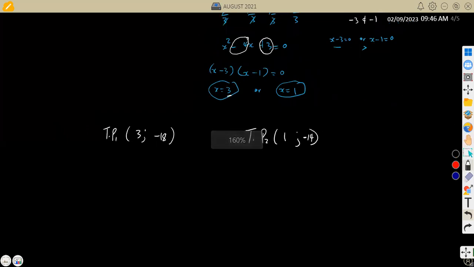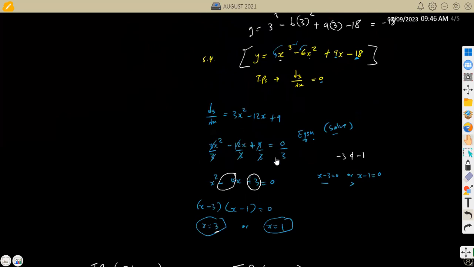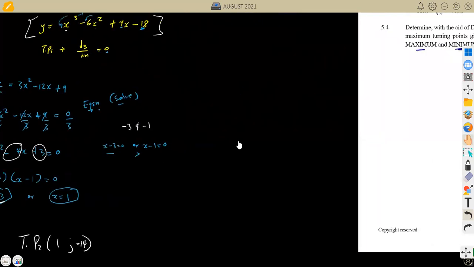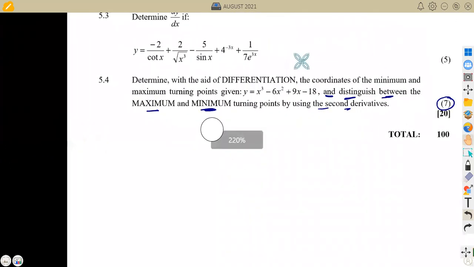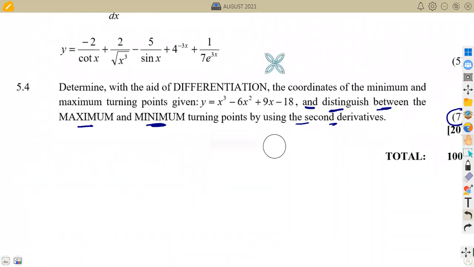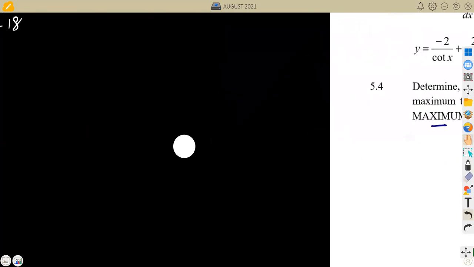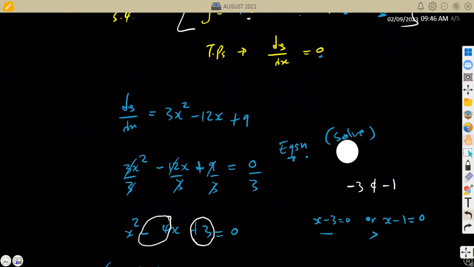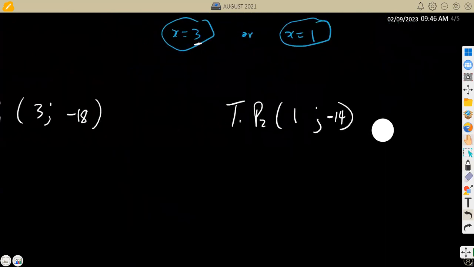The question is not about finding only the turning points, but also we are supposed to differentiate these turning points. Take note here, we are to differentiate between maximum and minimum turning points using the second derivatives. So how do we apply the second derivatives to determine the nature of the turning points?